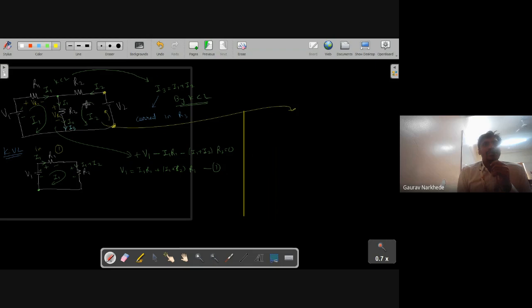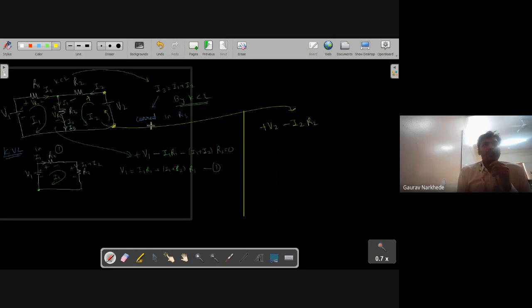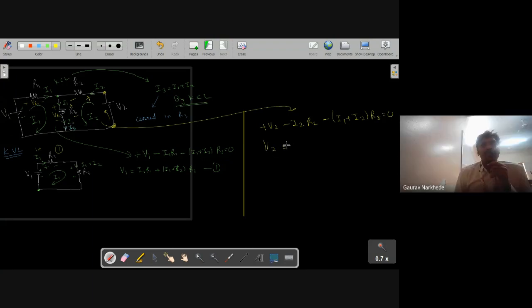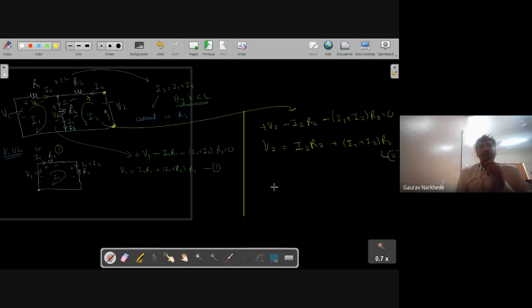From here, we have assumed the current in this direction, so V2 minus I2 R2 minus (I1 plus I2) into R3 is equal to zero. So can I say the total applied voltage V2 is nothing but some voltage that will drop across R2 plus some voltage that will drop across R3? So this is equation number 2.